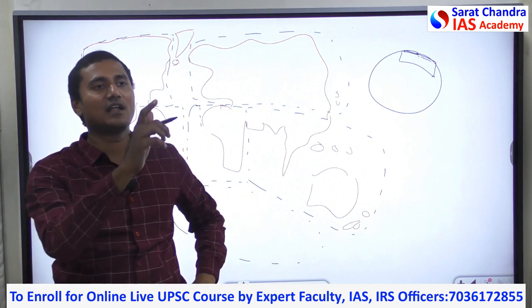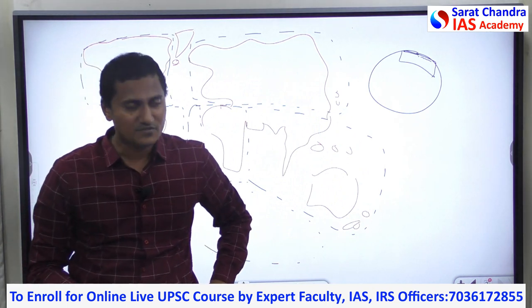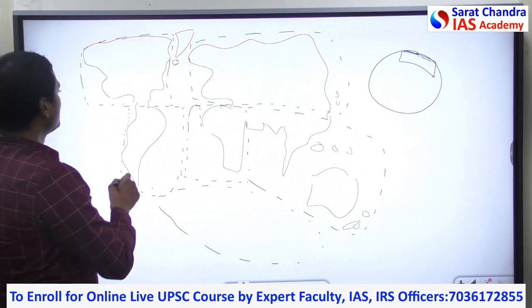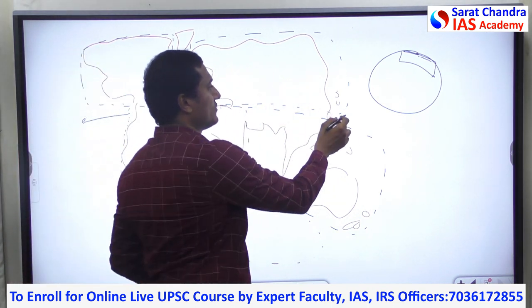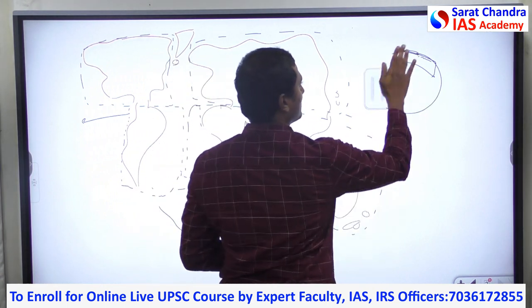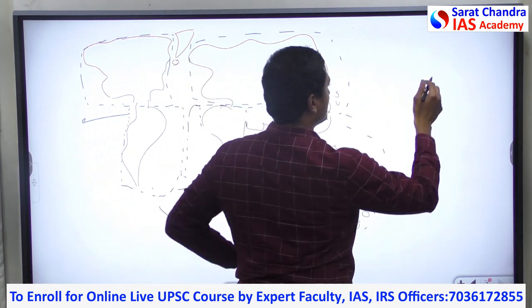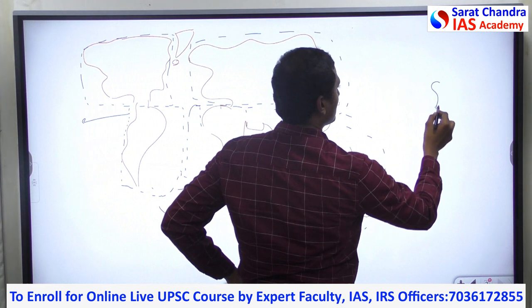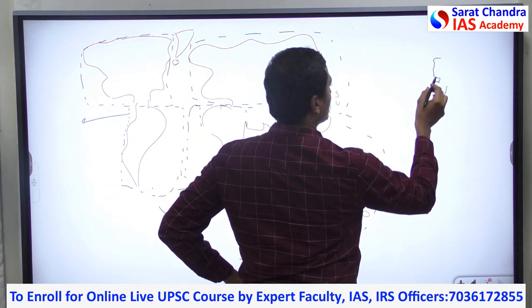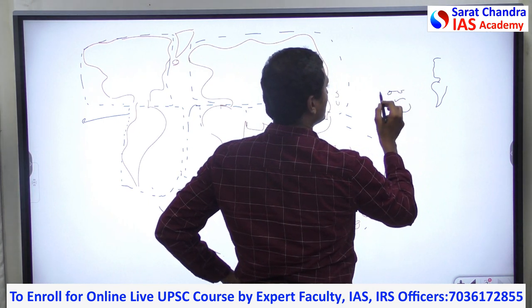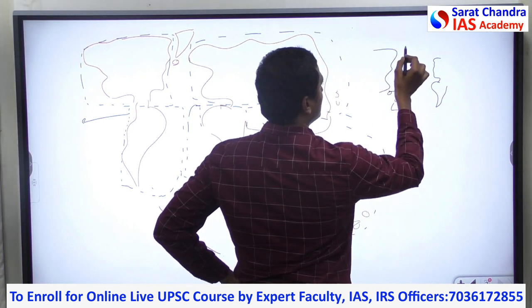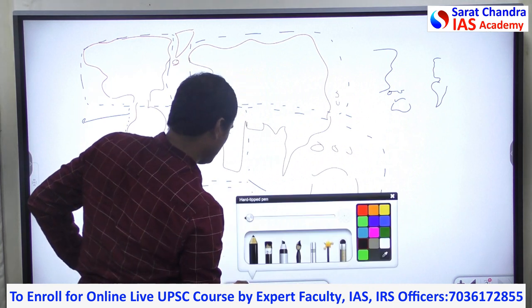Now tell me, what is the largest plate on the earth? Pacific plate. So the Pacific plate starts from here, it goes from here, it will come till here. If anybody wants to draw the Pacific plate, you draw like this. See, South America, North America, Australia, Indonesia. Now this is the Pacific plate, see.